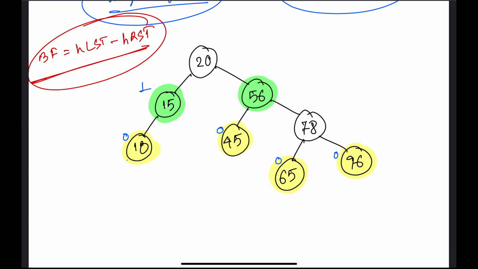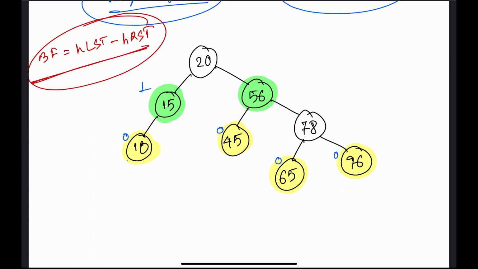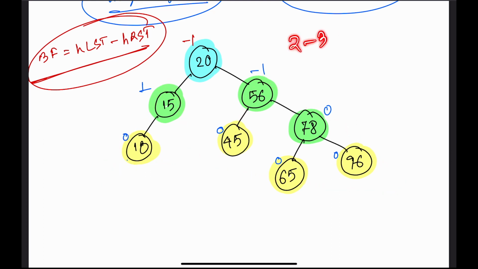Here the left subtree has height 1 and the right has height 2, so 1 minus 2 equals -1. So obviously -1. And in case of this one, what will happen? Obviously it is going to be 0, because 1 and 1, so 0, isn't it? Now let's talk about this one. For this node, the balance factor would be -1. Why? Because the left subtree height is 2 and the right subtree height is 3. So 2 minus 3 equals -1.